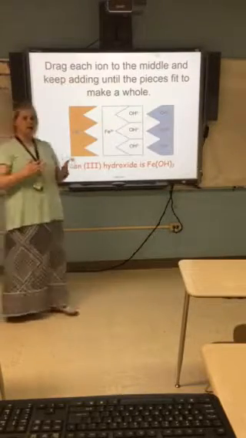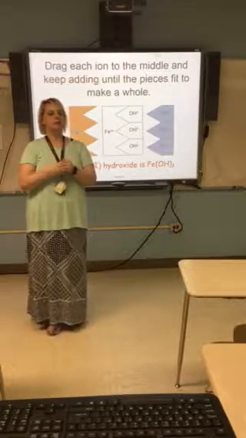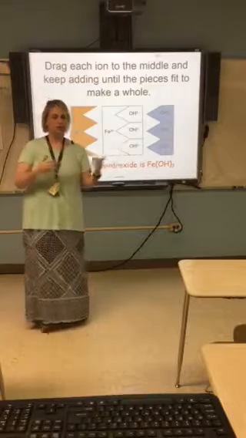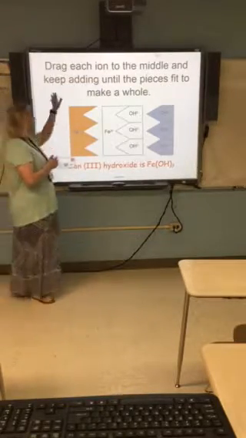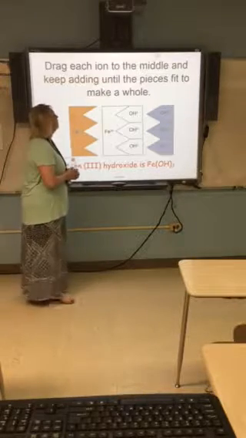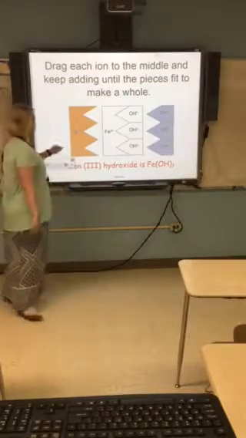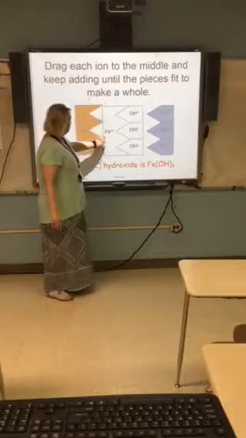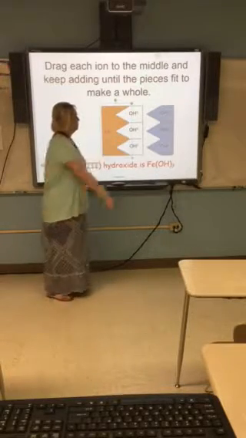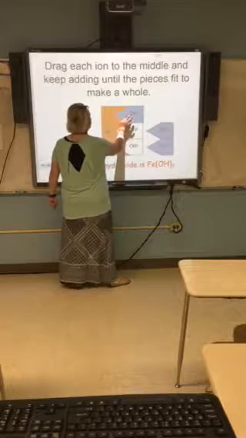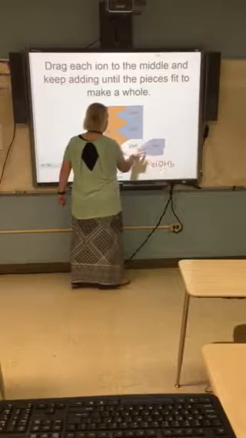Okay, so now this is the point where I would demonstrate for the students how to work this, and then I would ask for volunteers to come up to the smartboard and actually do the drag and drop. Here what we have to do is drag each ion to the middle and keep adding until the piece makes a whole. So we're going to move the Fe3+ over, and then we're going to move the hydroxide over until it looks like a whole piece.